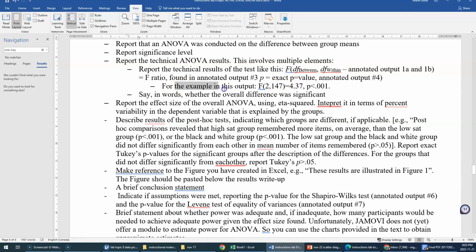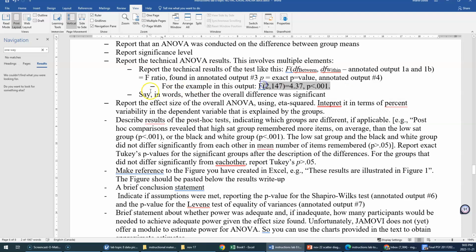So for the example in this output, F brackets 2, comma 147, as though that's 2 is the between groups degrees of freedom and 147 is the within groups degrees of freedom, and then equals, and then you're reporting your F ratio. And all of these numbers are found in the output. And then you're reporting the p-value for the F ratio.